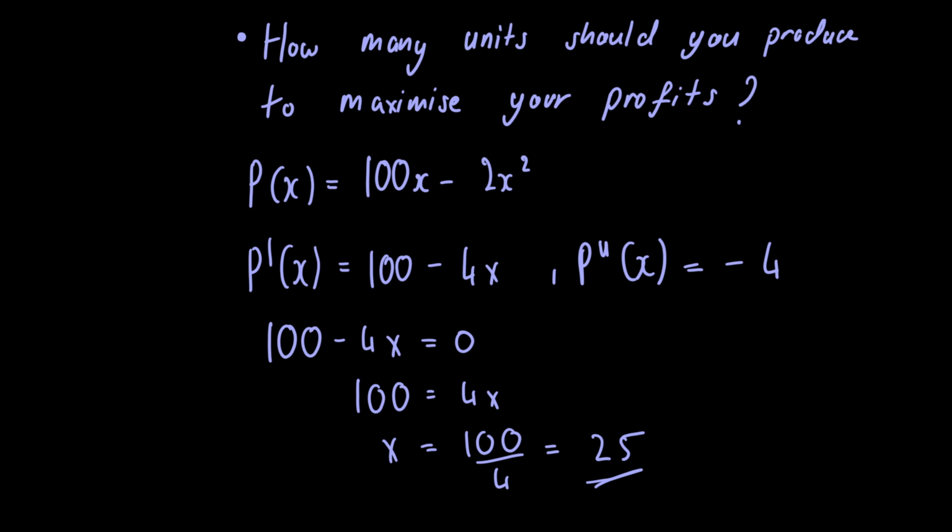So just to recap, you write down your profit function, you take the first derivative of your profit function, we set the first derivative of the profit function equal to 0 and solve for x, and then we calculate the second derivative of the profit function and evaluate it at x.